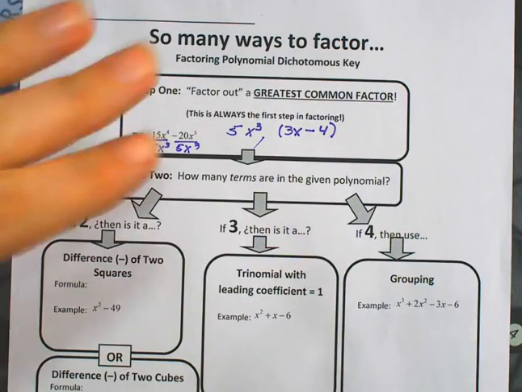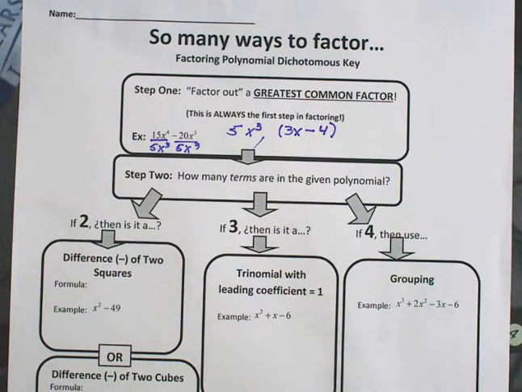So again, the goal here is to find the greatest common factor. This is always the first step. You should always look to see if you can divide anything out. Okay, let's look at the next one.